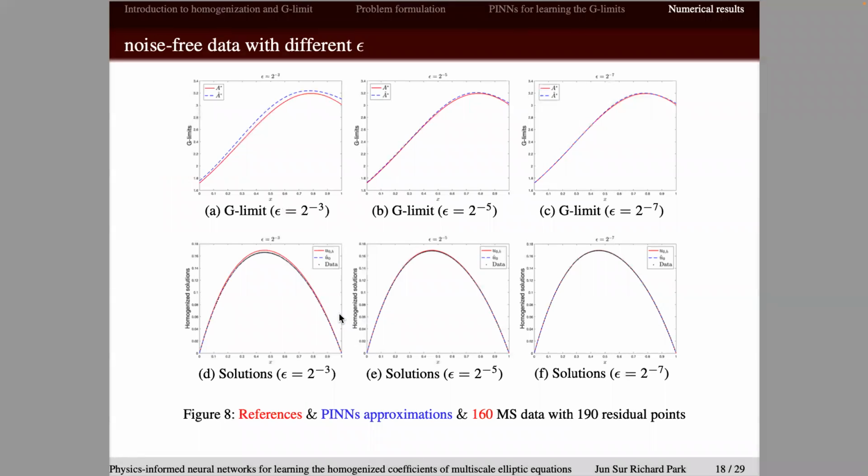So this is the result of noise-free data with different epsilon. So with small epsilons, we can successfully recover the G limit pretty well. And if you look at the corresponding solution data, you can also see that for small epsilons, our approximation to the homogenized solutions is very accurate here.